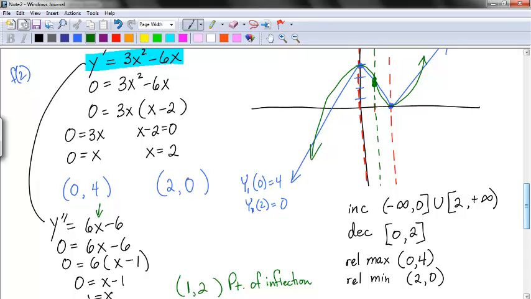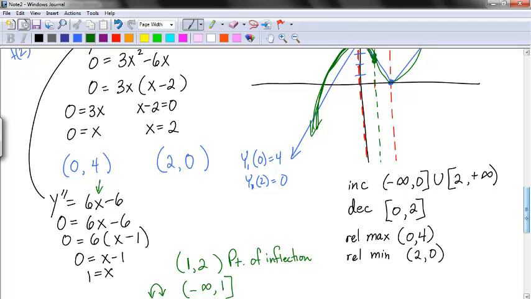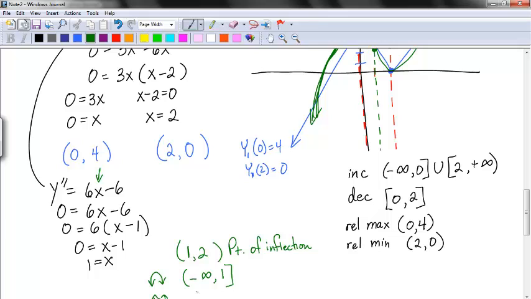And we also did concave up, concave down. So for that, I'm just doing this. Concave down where? Where was it concave down? Negative infinity to 1. It always changes on the x values. And then where was it concave up? From positive 1 to positive infinity. You don't really have to say positive 1. It's okay to say 1.